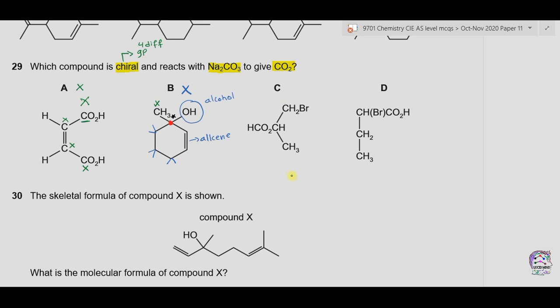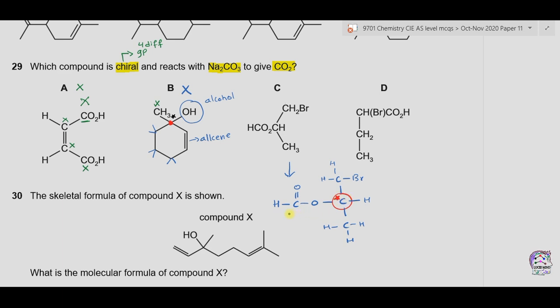Let's move towards C. We can draw the structure by showing all the bonds. We have HC, double bond O, O, carbon, hydrogen, CH2, Br, and CH3. Now we can see that only this carbon is attached to 4 different groups. One is CH2Br, one is hydrogen, one is CH3 and one is OCOH. So this is a chiral carbon.